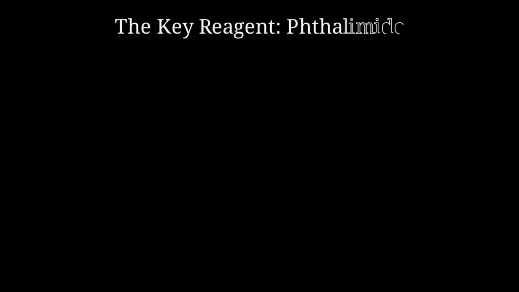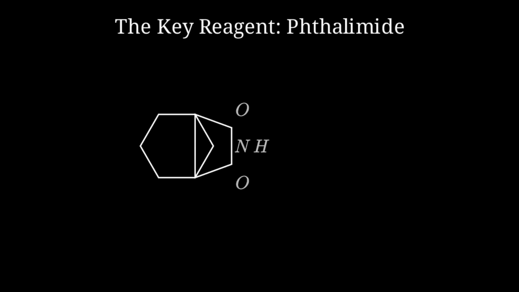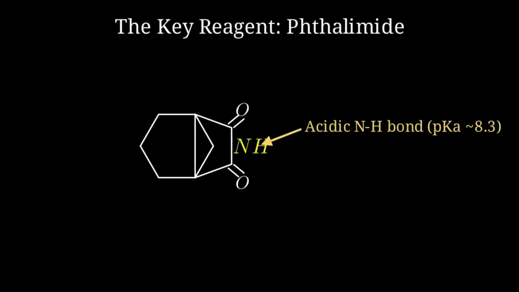Phthalimide is the star of this process. Its nitrogen atom is flanked by two carbonyl groups, which stabilize a negative charge through resonance. This makes the NH bond relatively acidic and ready for deprotonation by a base like potassium hydroxide.